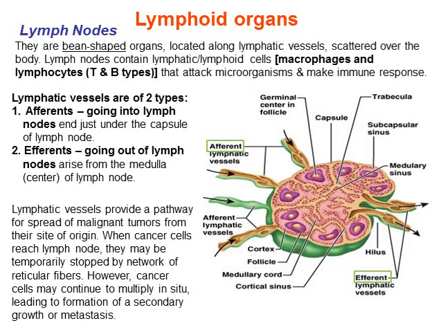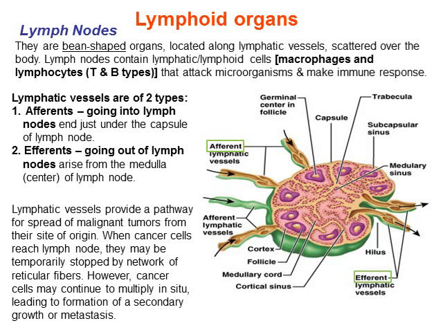The lymph nodes have lymphatic vessels of two types: afferents, which are going into the lymph nodes and end just under the capsule of the lymph node. Efferents are going out of the lymph node and they arise from the medulla, which is at the center of the lymph node. So we have two types of vessels: afferents going inside, efferents going out of the lymph node.